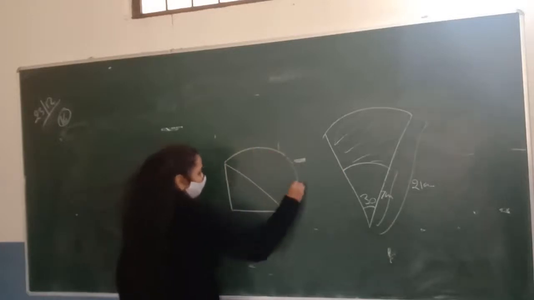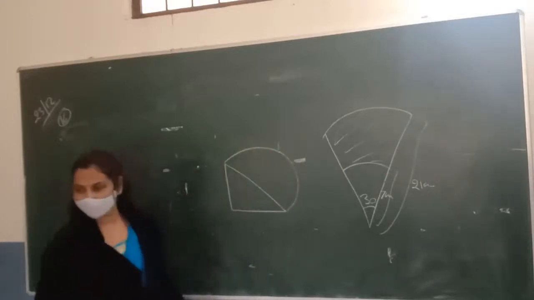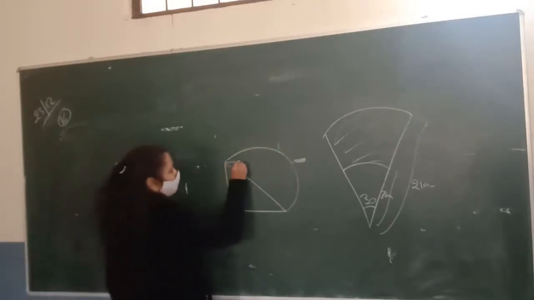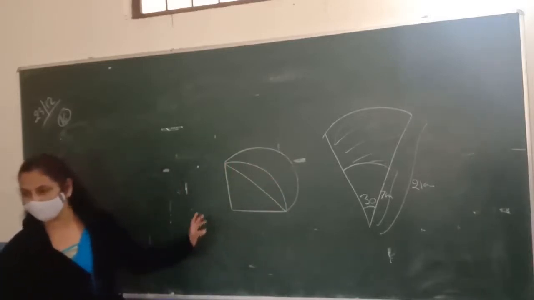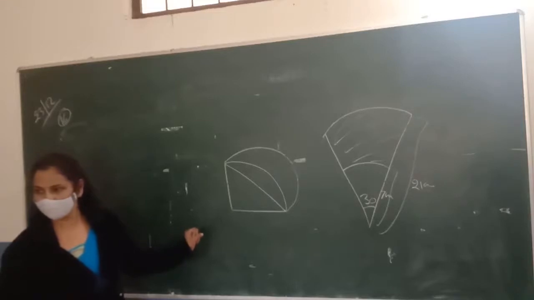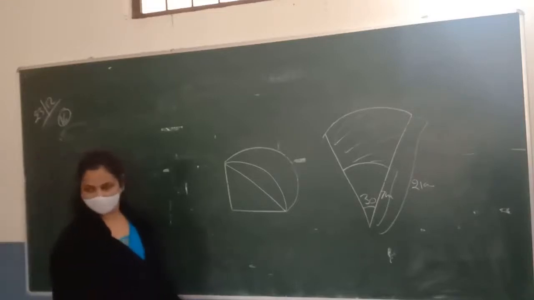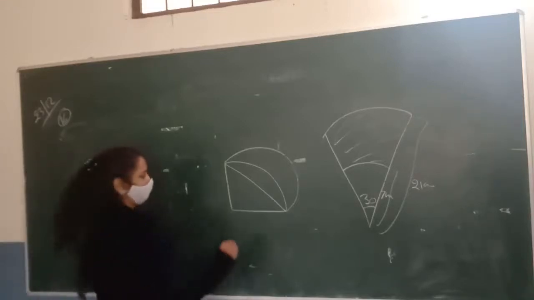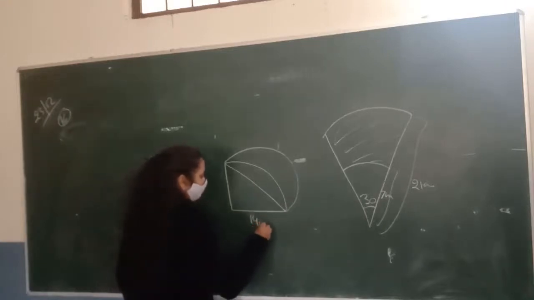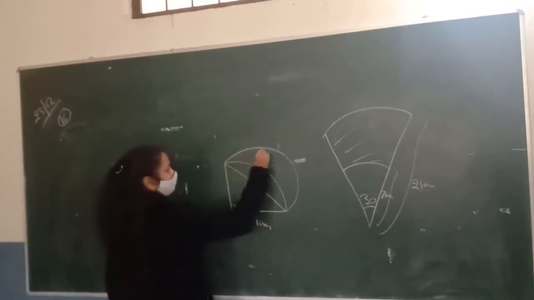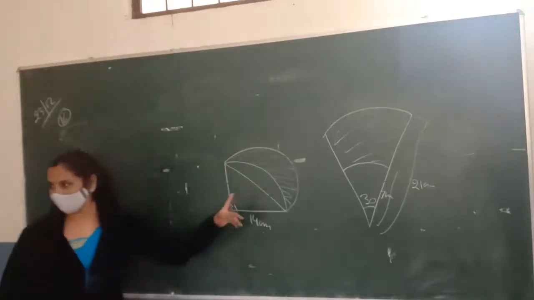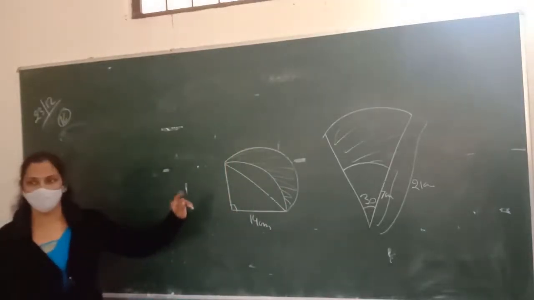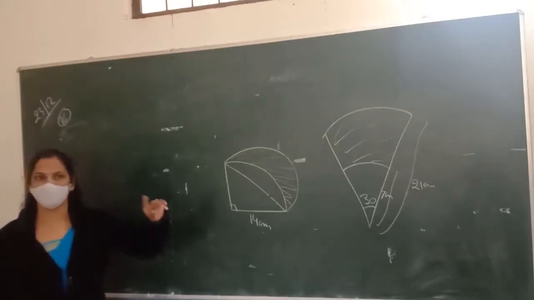The next figure is this one. This is a semicircle on the side and this is a quadrant. In the figure, ABC is a quadrant of a circle of radius 14 centimeter. And you have to find the area of this portion. So how can you find the area of this portion?